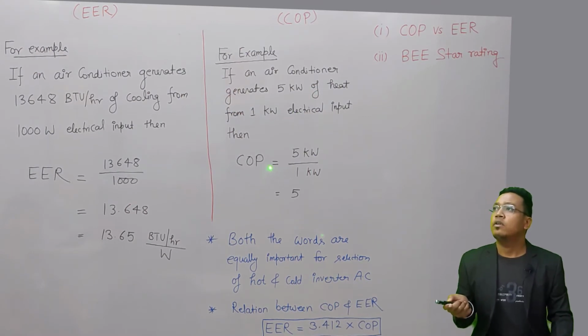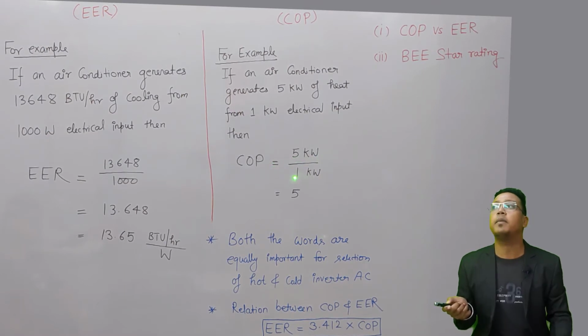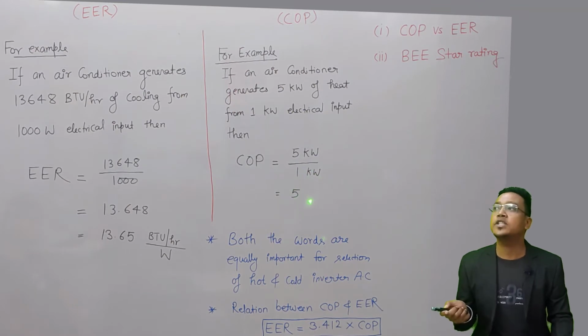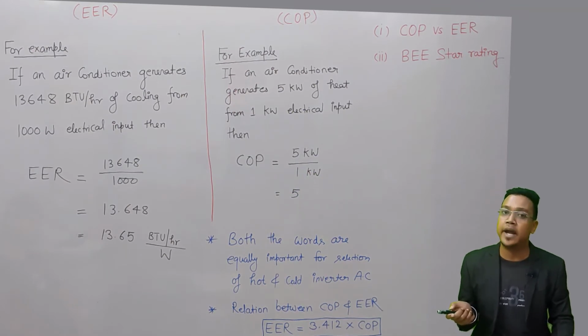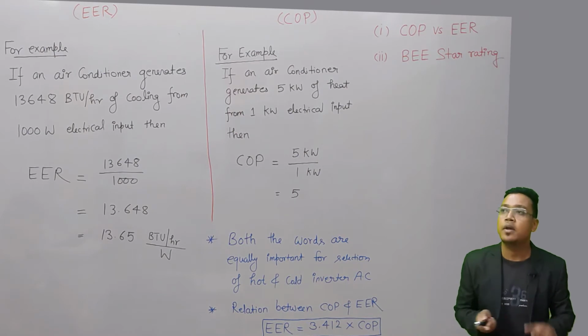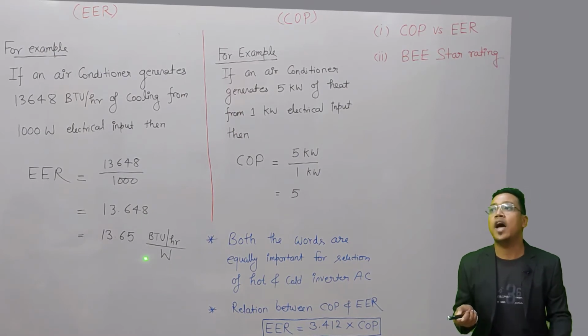Now, from that definition, we can write COP is equal to 5 kilowatt divided by 1 kilowatt. Now COP we can write is 5. Here there is no unit. I have already explained that COP has no unit, but EER has a unit. So I have written BTU per hour per watt.